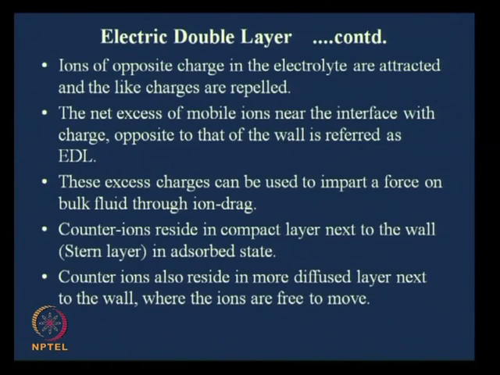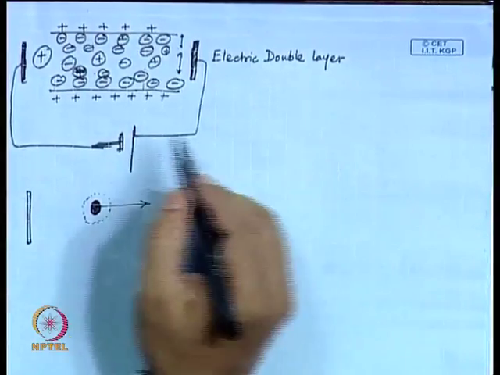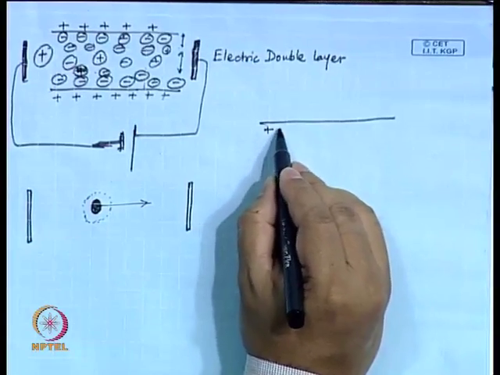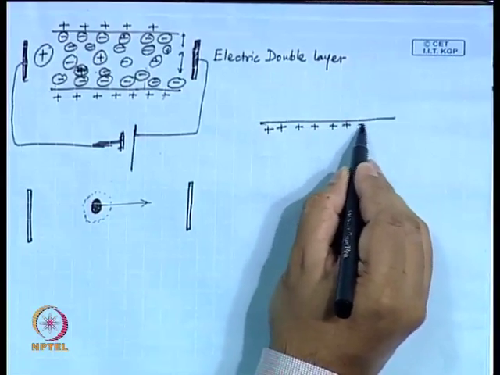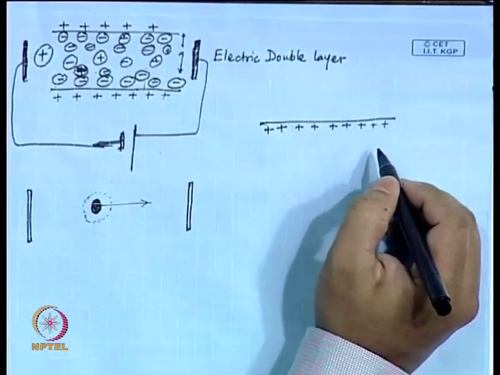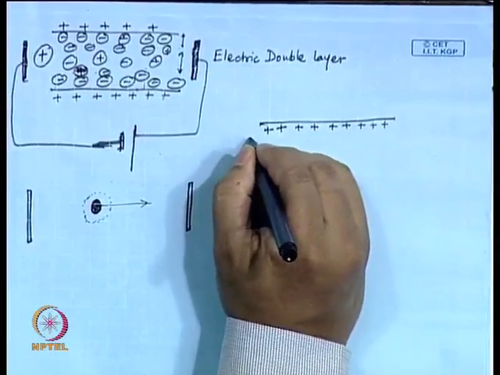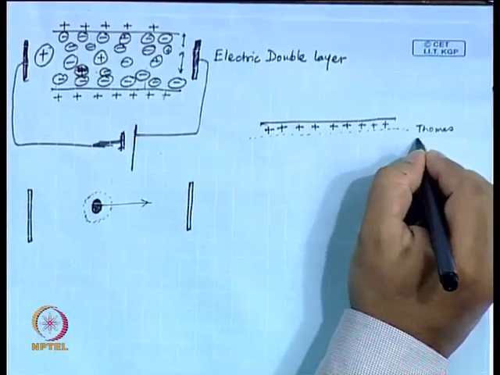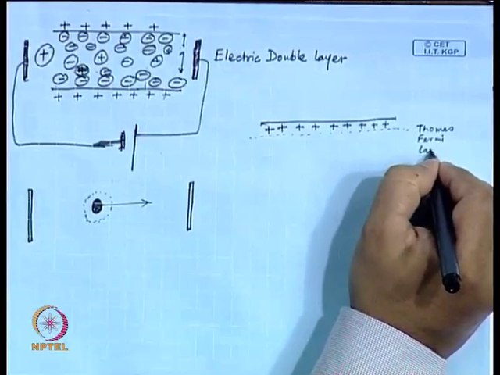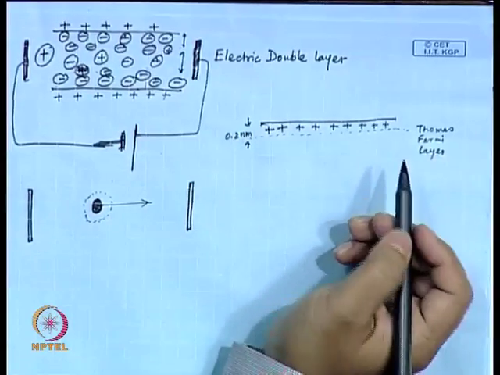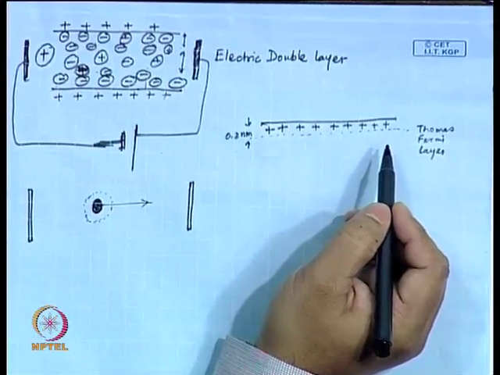Now one thing I would like you to appreciate here is that if I look at what we are writing on this paper, we said that we have some charge here. So this is the wall, and we have positive charges here. Even if this wall is a metal, still we can have this kind of charge. There would be a layer which is referred to as the Thomas Fermi layer. The thickness of this layer is a maximum of 0.2 nanometer, even less than that. That is where these charges are predominant.